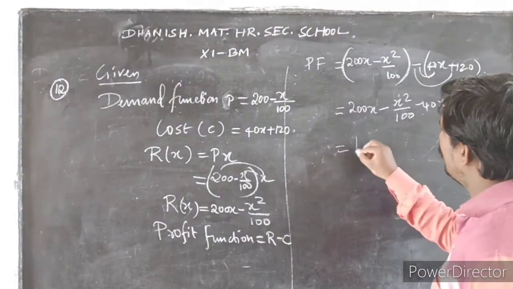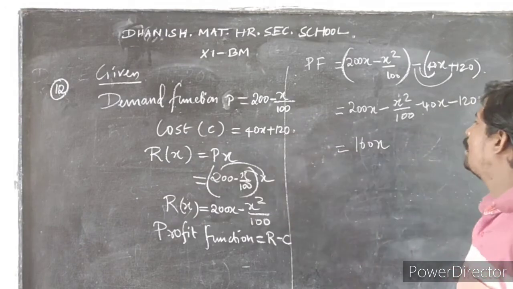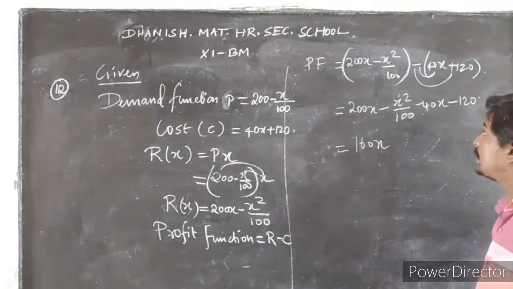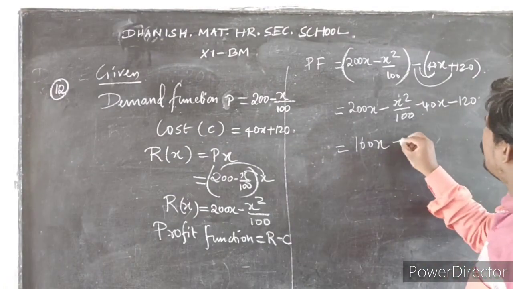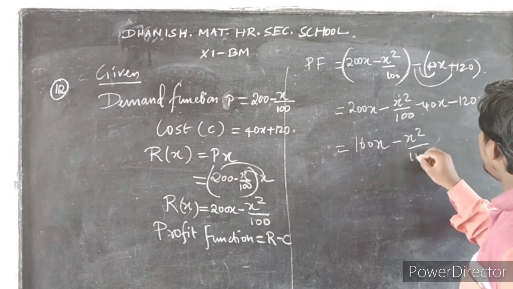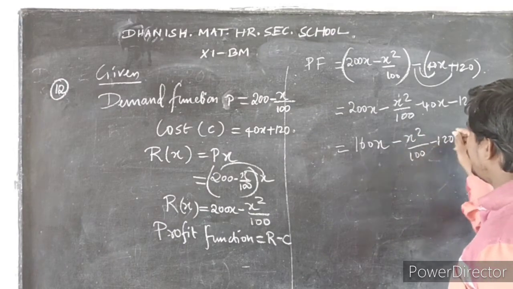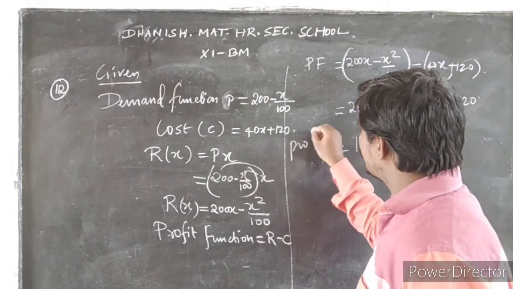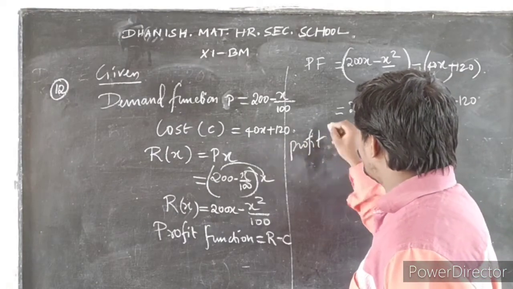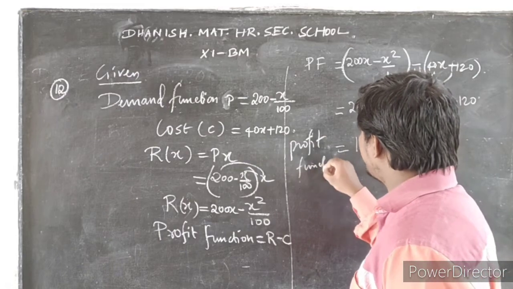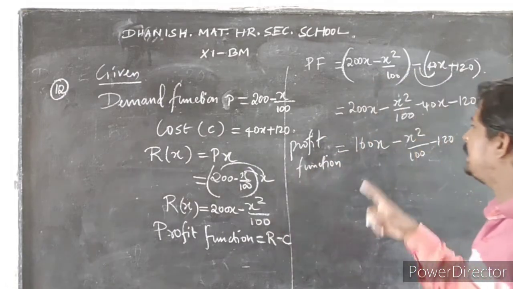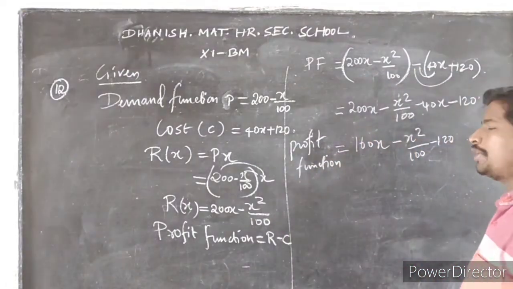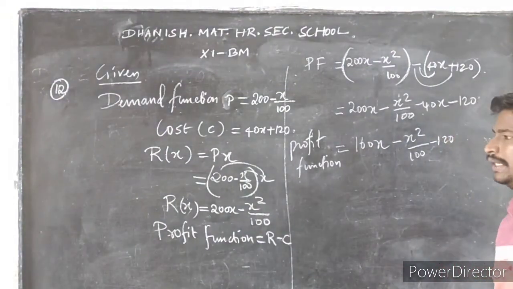So our x term is 160x minus x squared by 100 minus 120. So our profit function is 160x minus x squared by 100 minus 120.